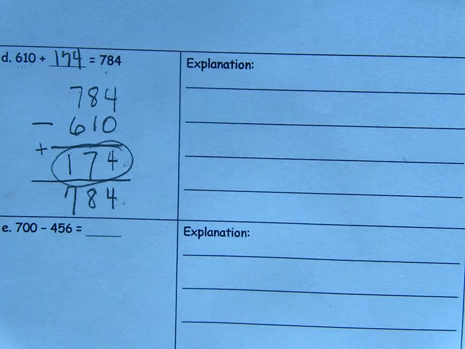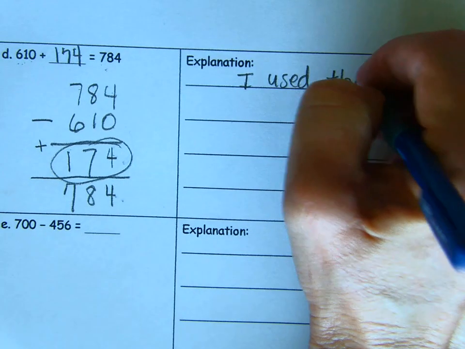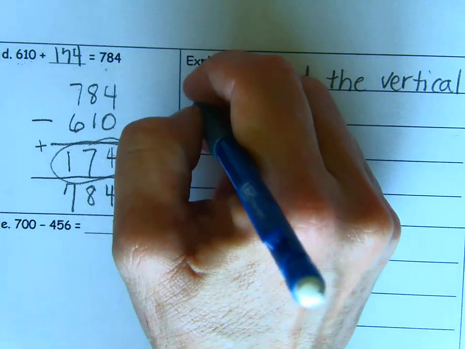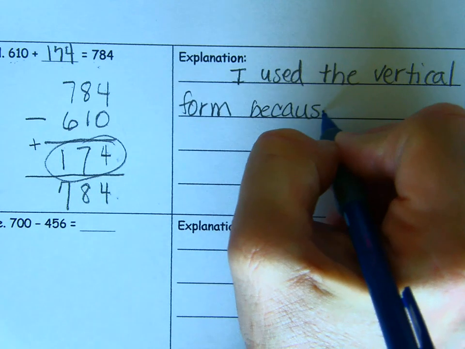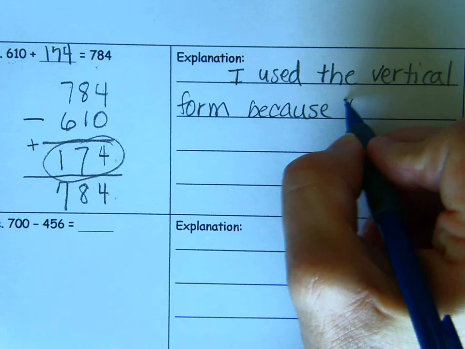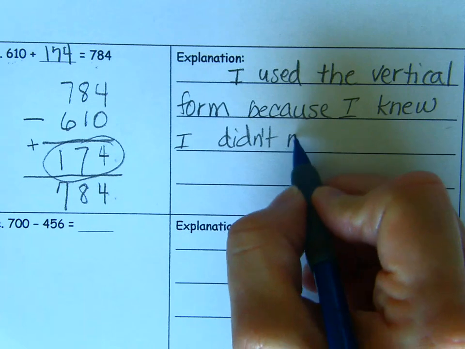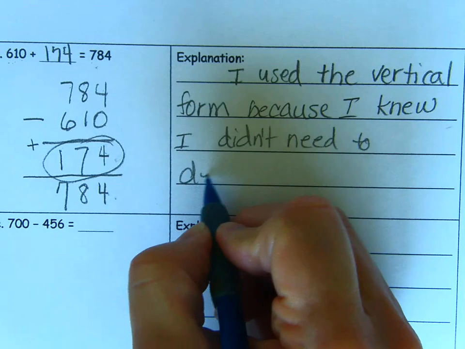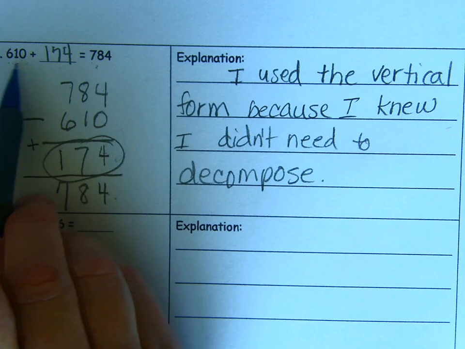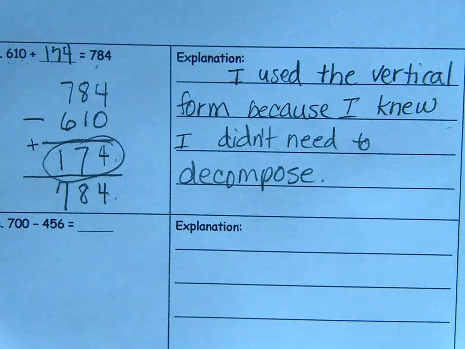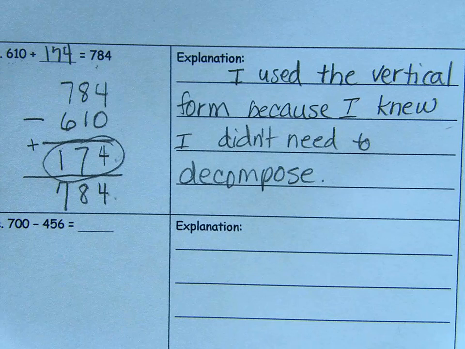So my explanation: I used the vertical form because I knew I didn't need to decompose. If any of these numbers were smaller than the numbers in the part, then definitely I would have done the arrow way. But because it wasn't going to need to decompose, just straight up vertical form is pretty easy.